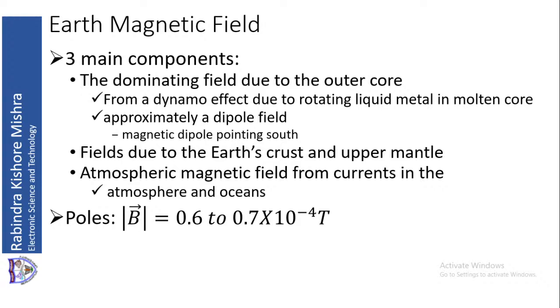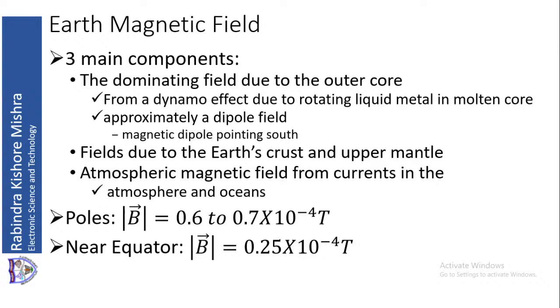Now let us take two constants. As I told, at the pole it is maximum, at the equator it is minimum. At the pole, the magnitude of Earth's magnetic field is about 0.6 times 10 to the power minus 4 Tesla, and at the equator it is less, about 0.25 times 10 to the power minus 4 Tesla. So these are the two approximate values at pole and equator.